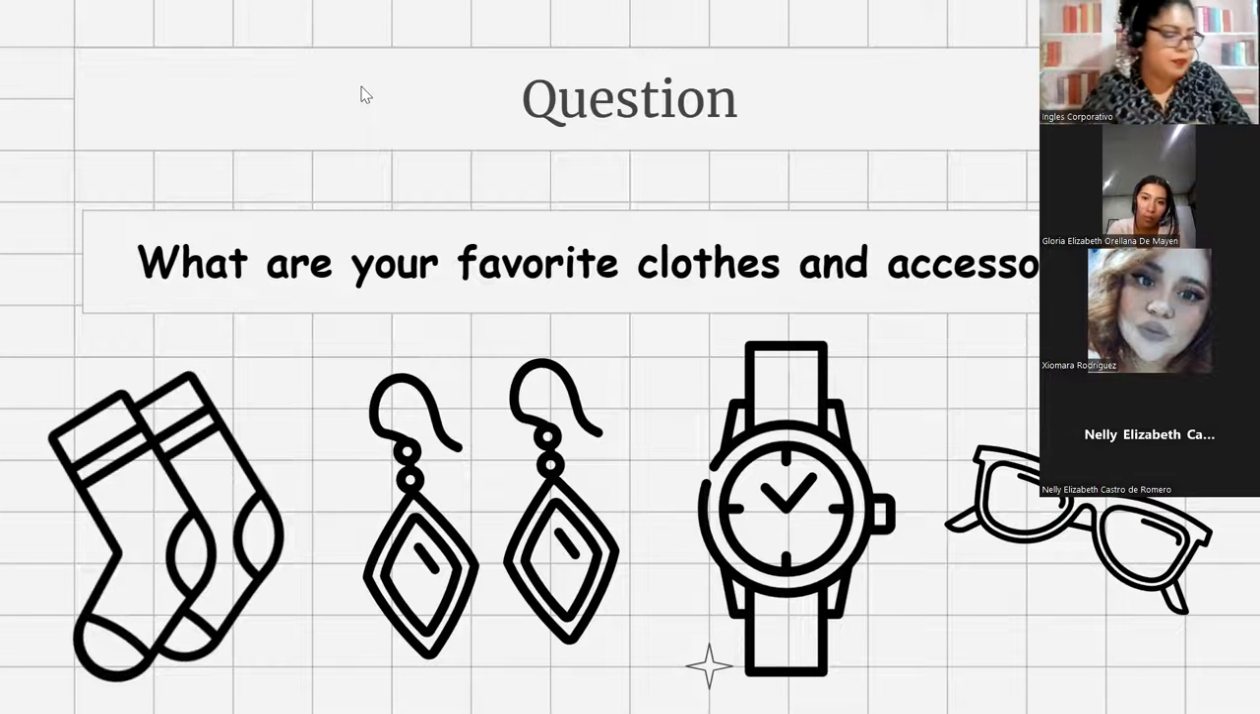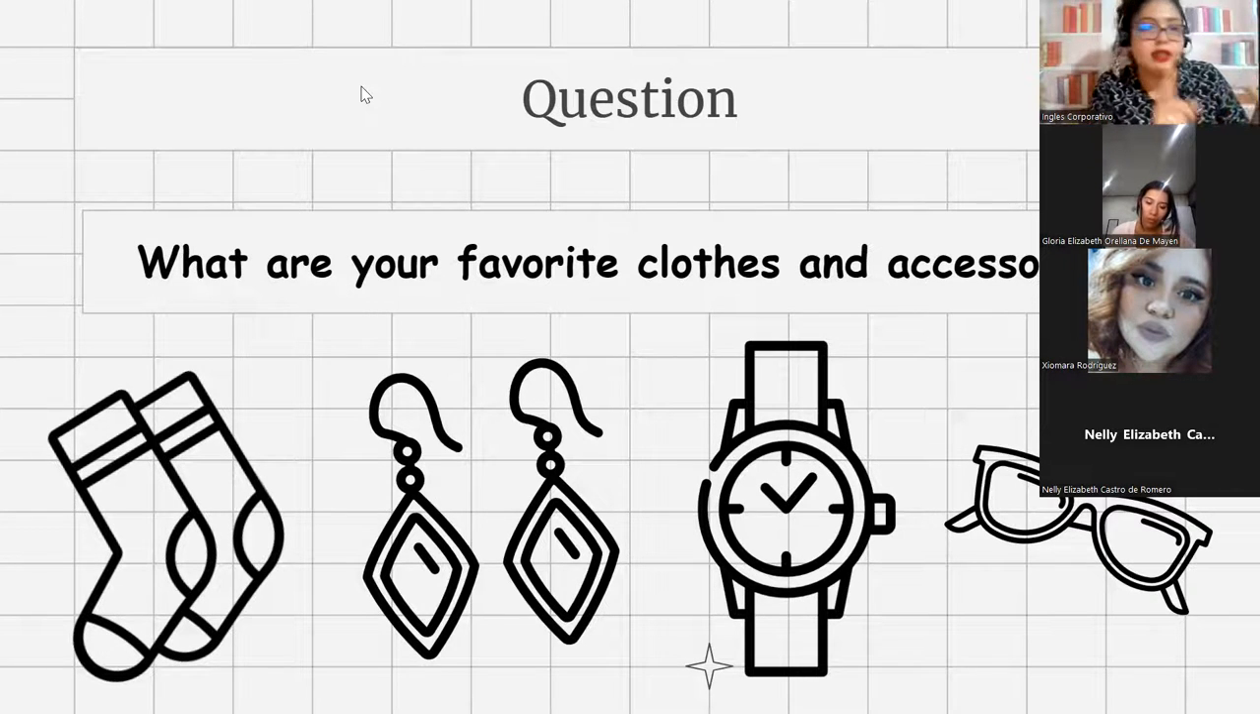For example, in my case, I really like to use jeans. I like to use oversized shirts. I like to use a ring. I like to use, what else? Dresses, but long dresses. And I don't like to use tank tops or a blouse, because I feel kind of, I don't know, I don't feel good. And also I like to use shorts and pants and all of those things.